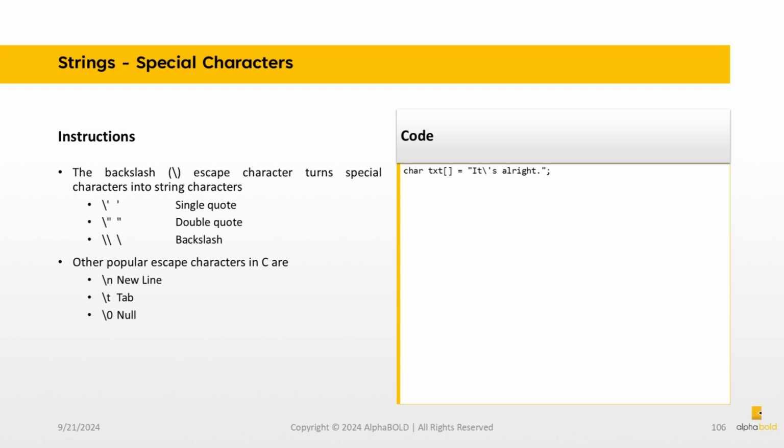Strings: special characters. The backslash symbol is the escape character; it turns special characters into string characters. \' single quote. \" double quote. \\ backslash. Other popular escape characters in C are \n new line, \t tab, \0 null.